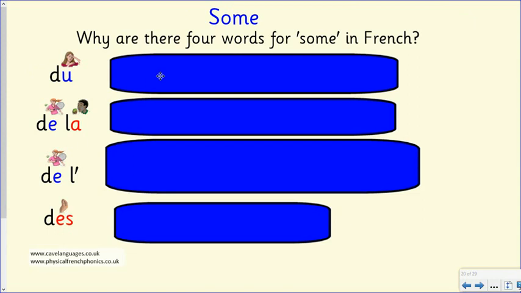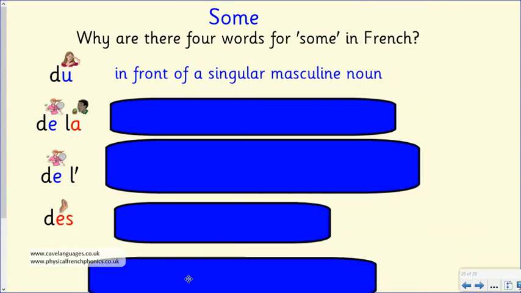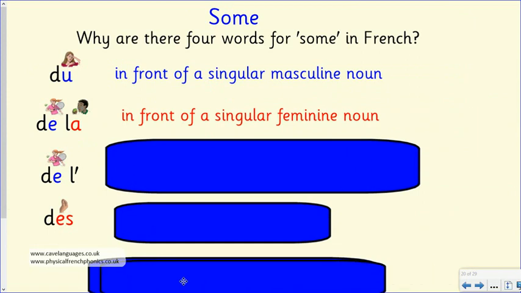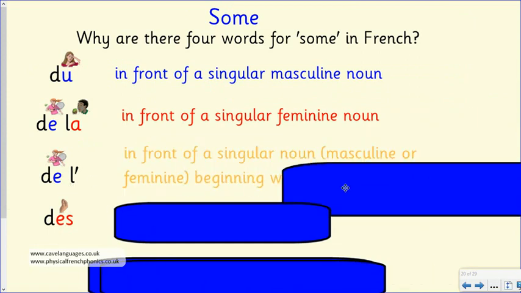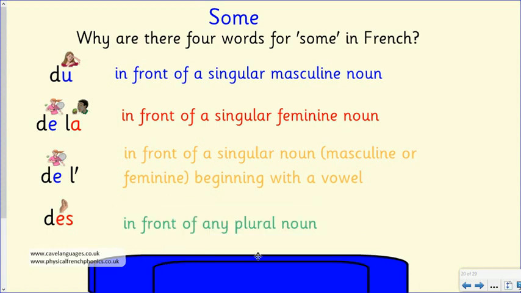So can you guess when this one is? In front of a singular masculine noun. This one. In front of a singular feminine noun. This one. Singular noun, masculine or feminine beginning with a vowel. And this one, plural.